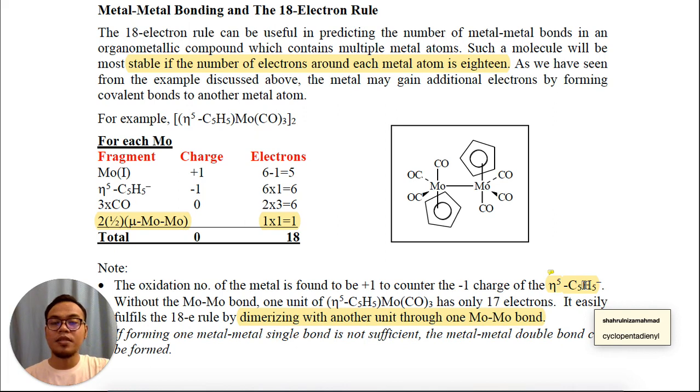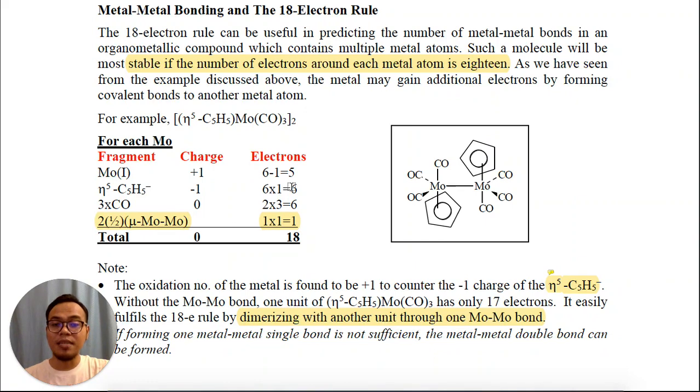your metal. So as usual, we count the number of electrons for molybdenum. Since your cyclopentadienyl is negatively charged, in order to balance that charge, your molybdenum must be positively charged. So it's coming from column 6, 6 electrons minus 1 is going to be 5. Cyclopentadienyl, negative 1, 6 electrons. Your carbonyl, 3 carbonyl times 2, you're going to get 6. So if you total up this, 6 plus 6, 12 plus 5, 17. So it is not 18 yet. So it is not stable yet.